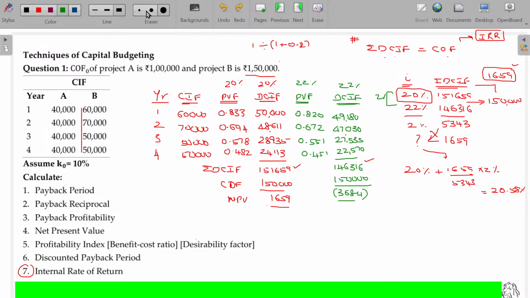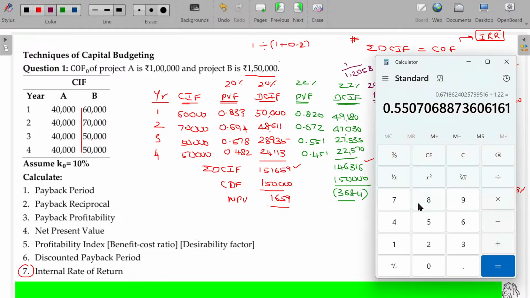Let's try. Of course, it's not required for your exams. You can finish up with this, but for our further learning, we can use this rate to check whether we are getting the answer or not. Come on, tell me, what is the PV factor at this rate, 20.58? It's only for further learning. 1 divided by 1.2058, that is 1 divided by 1 plus i.